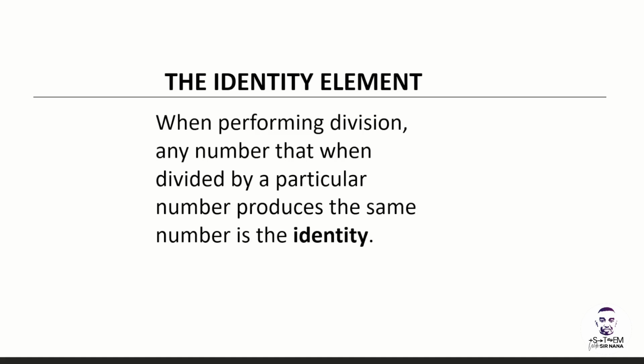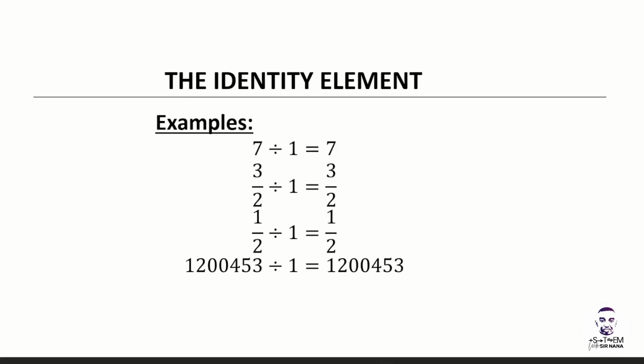Now let's consider when we are performing division. When performing division, we can have any number. For instance, if you have 10, what number can we divide the 10 by so that we get the same 10? When we divide it by 1, it gives us 10. So 10 divided by 1 is 10. The identity here is 1. So 1 represents the identity for division. In these examples, when we have 7, 7 divided by 1 gives us 7. So 1 represents the identity under division.